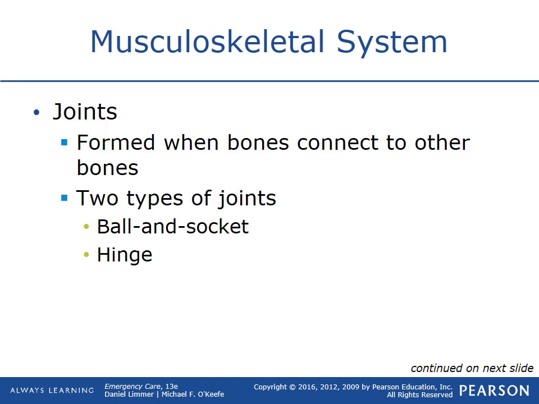The musculoskeletal system also has joints. These are where the bones connect to other bones. There's a couple of types of joints. We've got the ball and socket joint, so one is kind of a round shape that fits into a socket, and those can rotate around in a lot of different directions. Hinge joints can only go one direction, up and down usually.